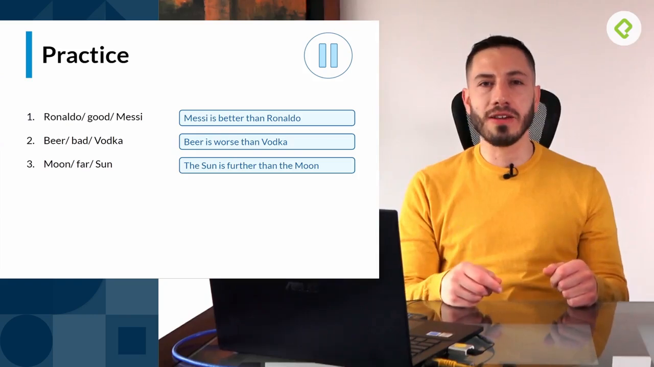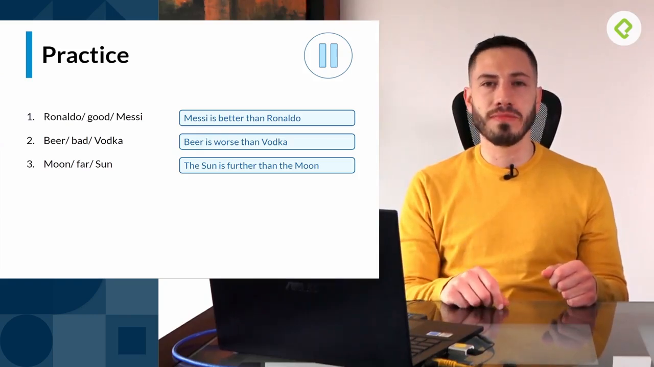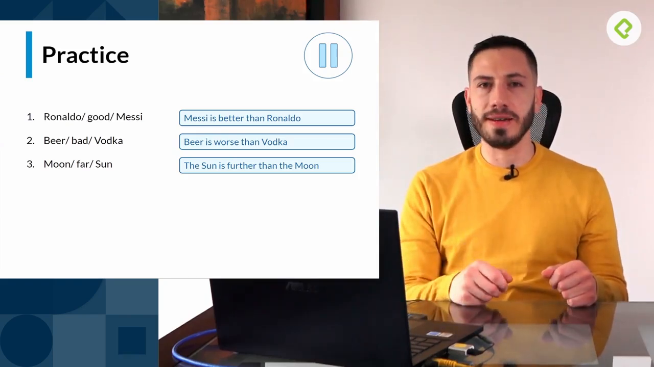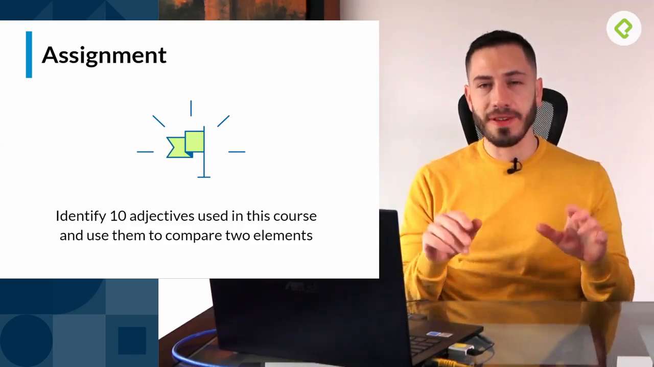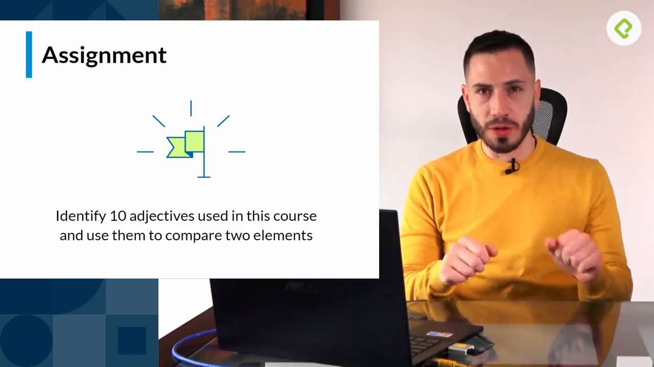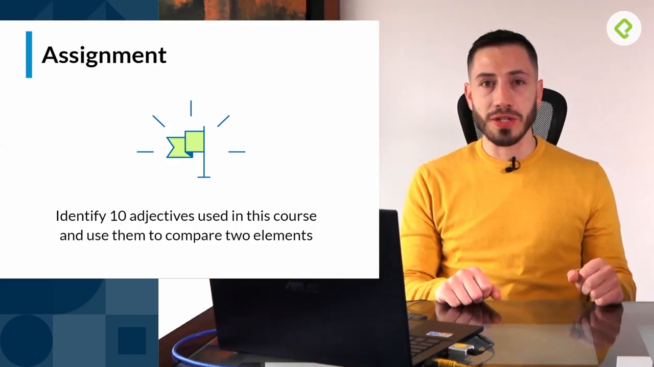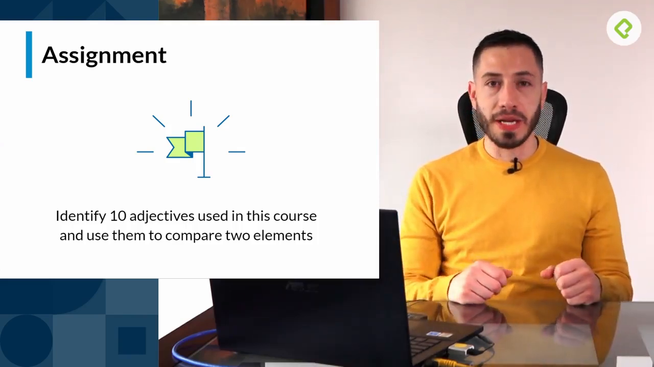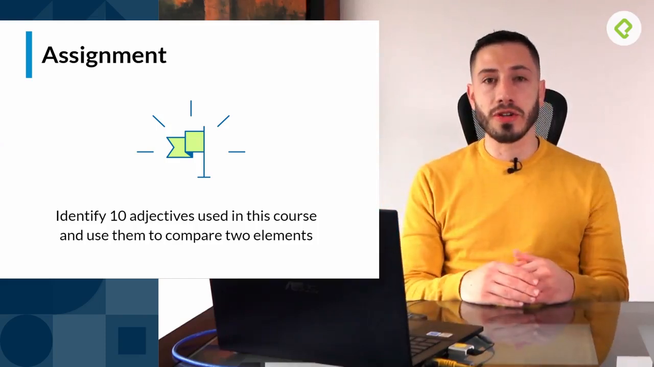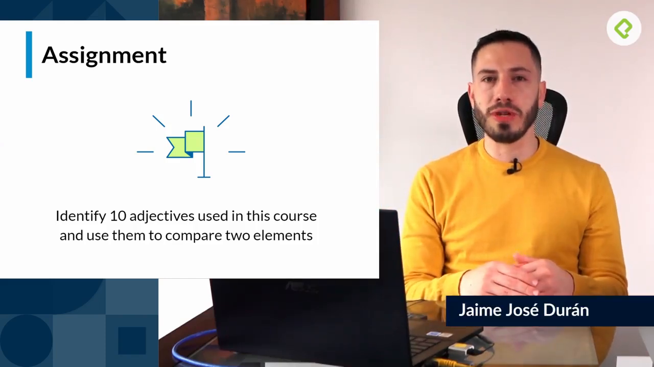If you need to make any correction, this is the time to do it. Just make sure you understand the idea. The assignment for this class, I want you to identify 10 different adjectives from any of the words that we have learned in this course, and I want you to compare 2 elements. It could be 2 people or 2 things. Make sure you leave the notes in the discussion board because I am going to be reading them.